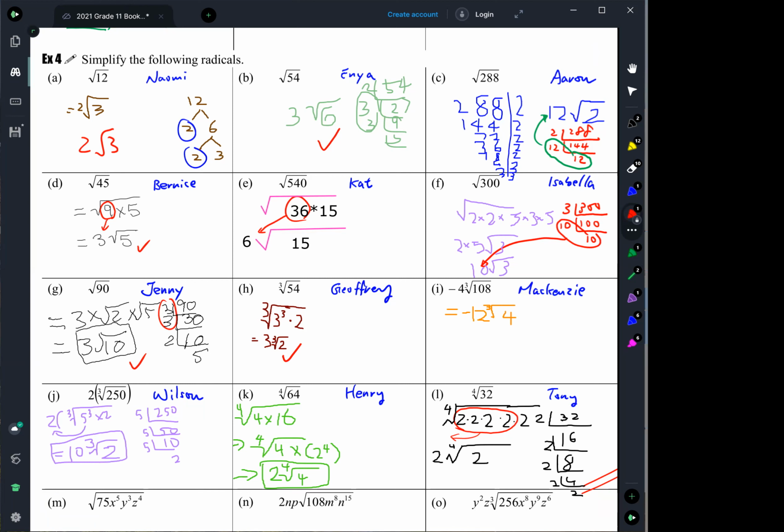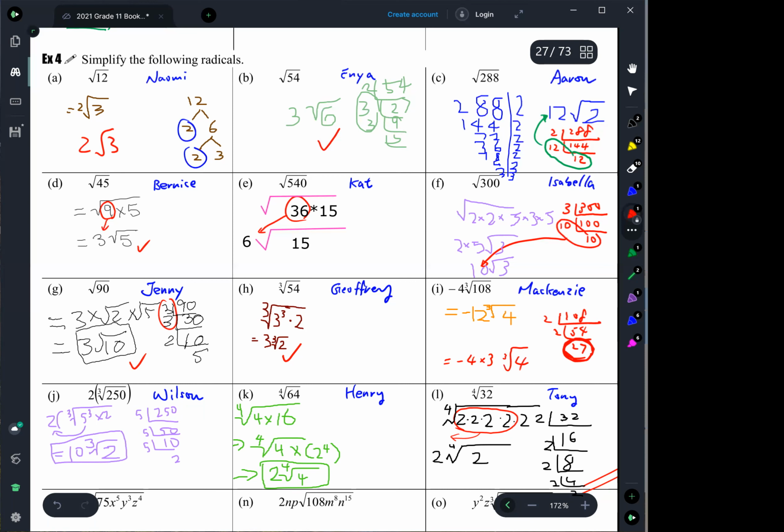Okay, for 108, you can do 2, 54, 2, 27. And then I see 27 is a perfect cube. So 3 can go out, okay? So 3 goes out, meets with the -4. And left with 4 inside, okay? Very good. So -12 on the outside. So when the number goes out, you need to multiply.